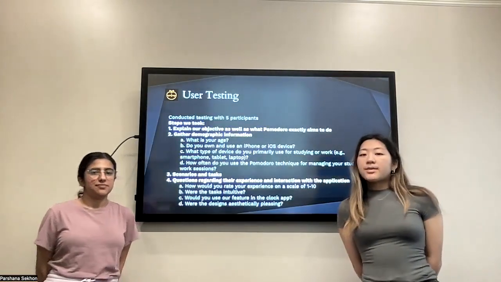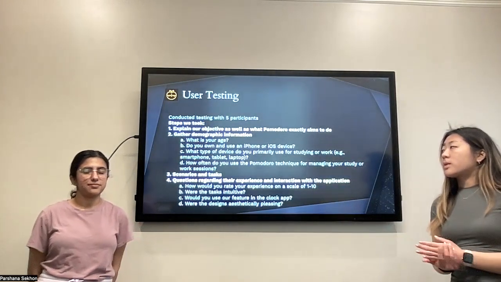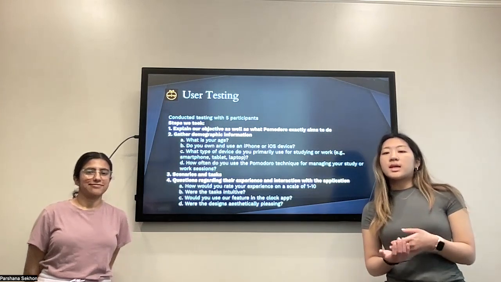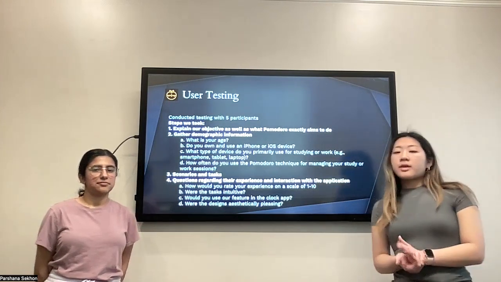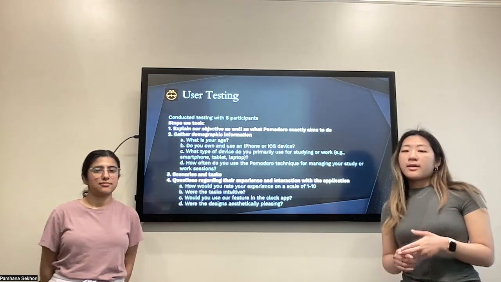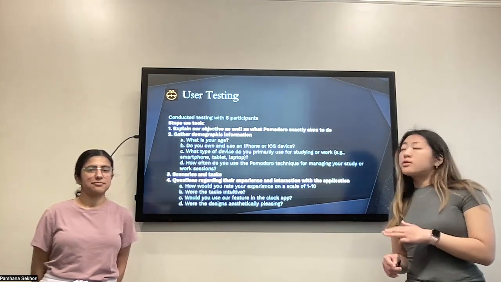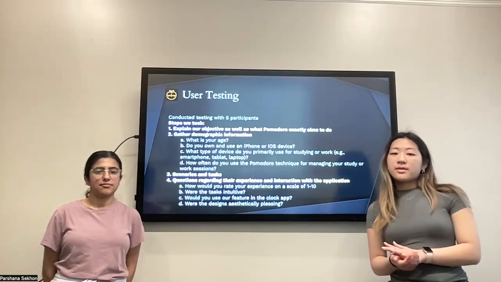So for user testing, we conducted testing with 5 participants. The first step we took was to explain our objective as well as what Pomodoro exactly aims to do. The second step was to gather demographic information, which included their age, whether or not they use an iPhone or iOS device, what type of device they primarily use for studying, and also how often they use the Pomodoro technique.